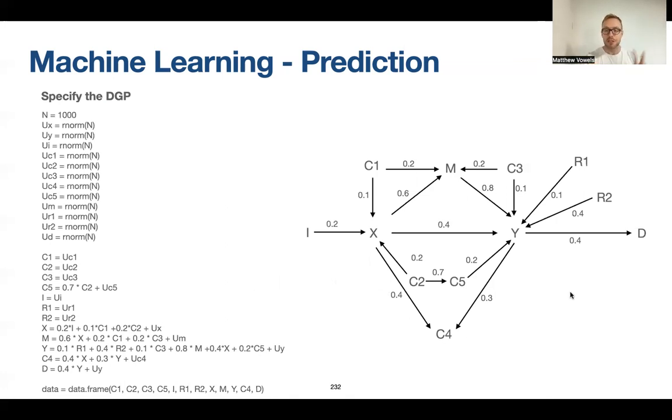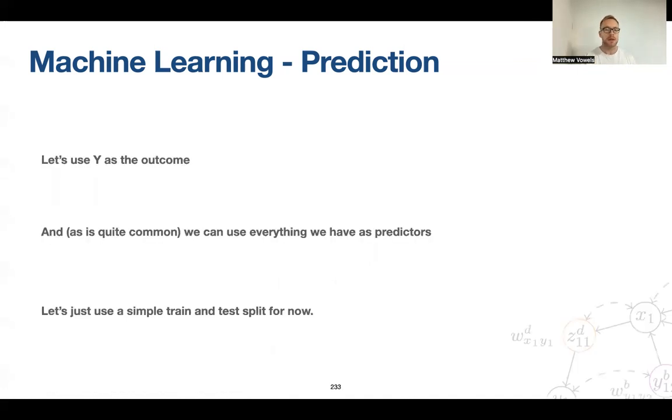Again, we pretend we don't know this structure, so that we can run exploratory machine learning techniques to check how close we can get to discovering it. So we're going to use Y as the outcome. And then, as is quite common in machine learning, we're just going to use everything that we have as predictors. And the hope is that if the variable is not important, it won't be used. If it is important, it will be used. And we're going to let the machine learning model do the work for us. We're going to use a simple train and test split for now.